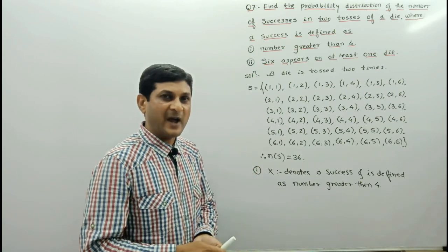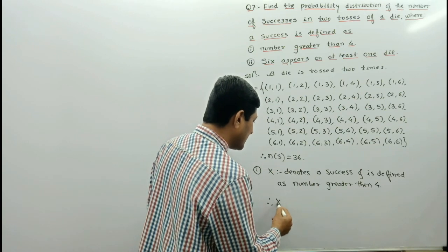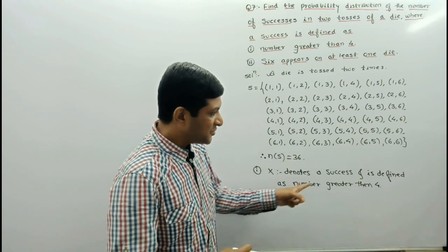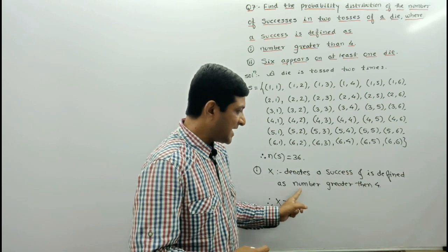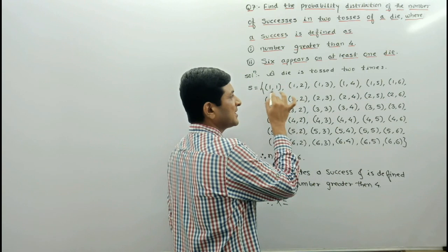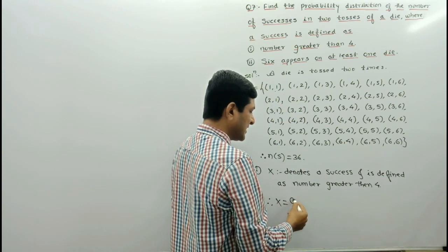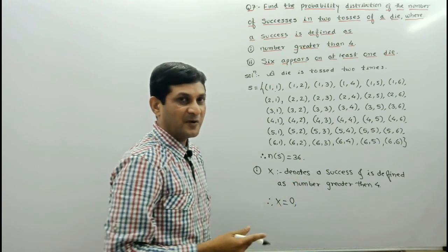First we have to find out values of x satisfying this condition. So here we can say that x will be equal to, now x denotes what? Success, and is defined as what? Number greater than 4. So observe that in this element, whether number greater than 4 appears or does not appear, not a single number is there which is greater than 4. That's why we can say that value of x is 0.